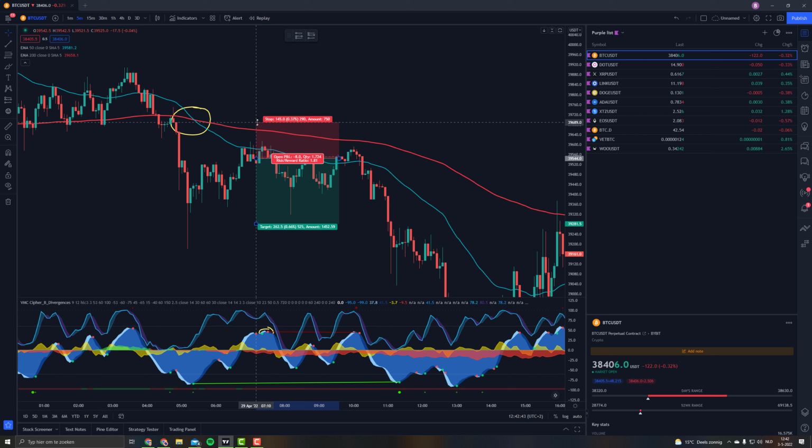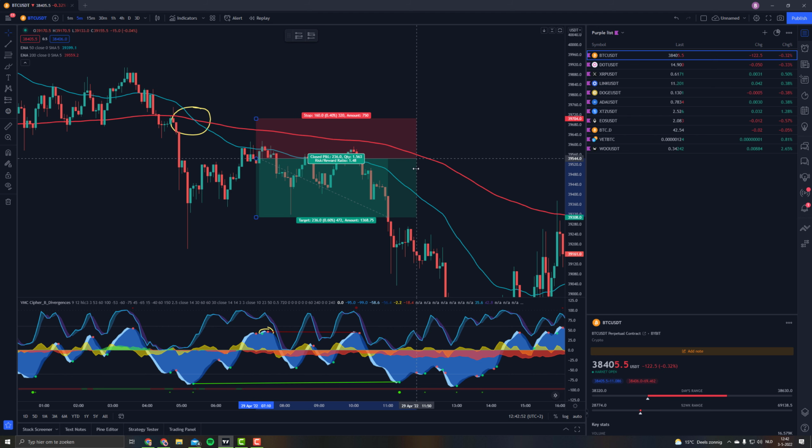Our stop loss will be 0.4% always for this testing, and our profit will be 0.6%. As you can see, this one would have been in profit.